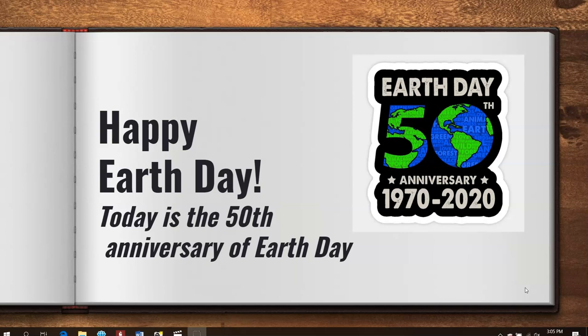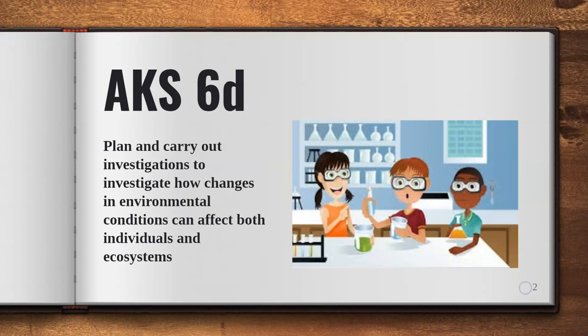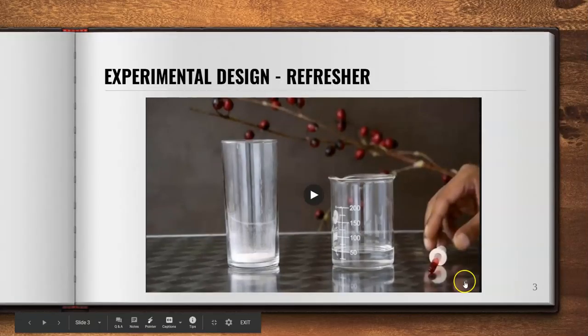And today we're going to get into our lesson on planning investigations. So AKS 6D is to plan and carry out an investigation on how a change in the environment can affect a population, an organism, and the ecosystem. So let's look at an experiment real quick to do a little bit of review.